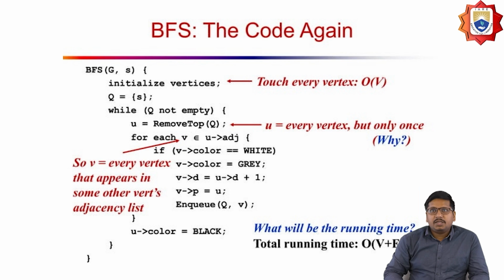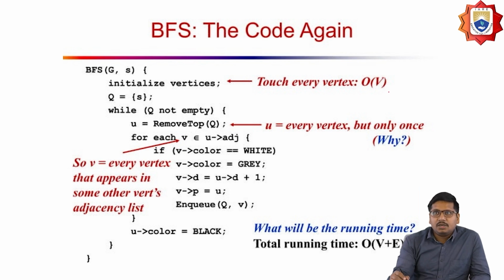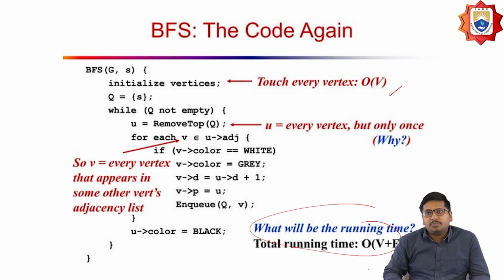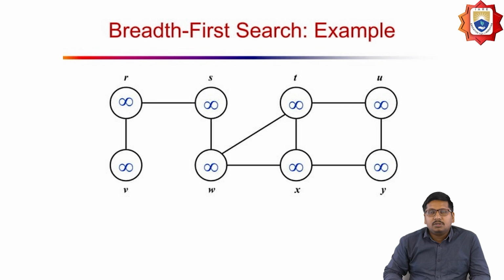So initialize every vertex, and then U should be every vertex but only once, and V should be every vertex that appears in the adjacency list of some other vertex. And the total running time of this BFS would be big O of V plus E. So let us consider this example here.